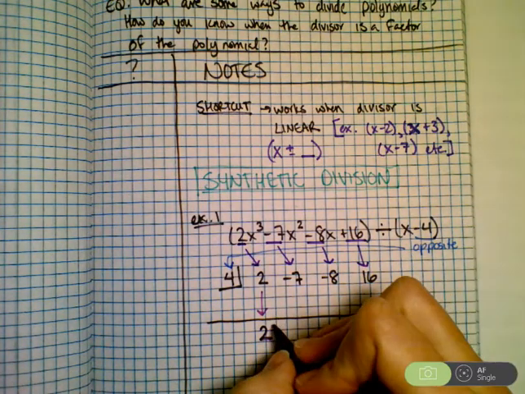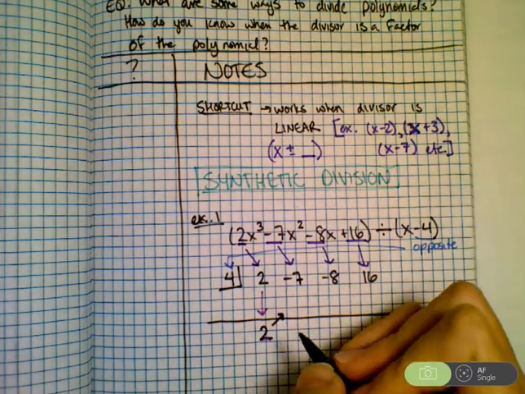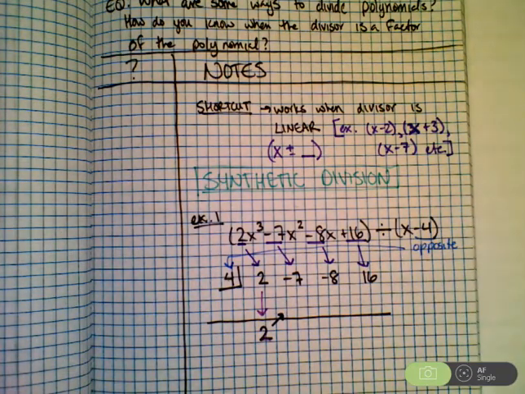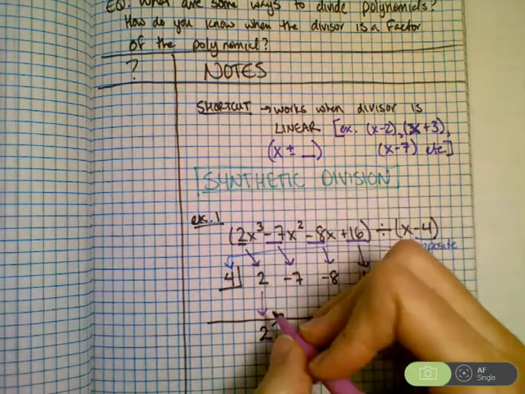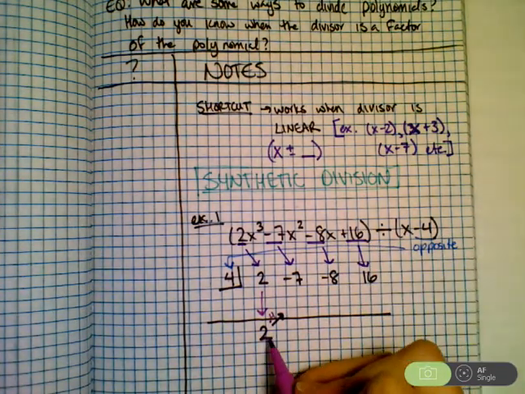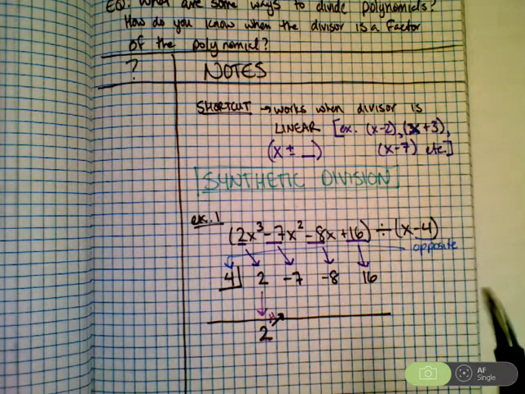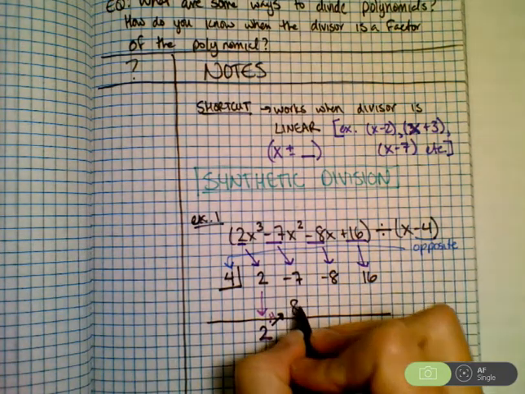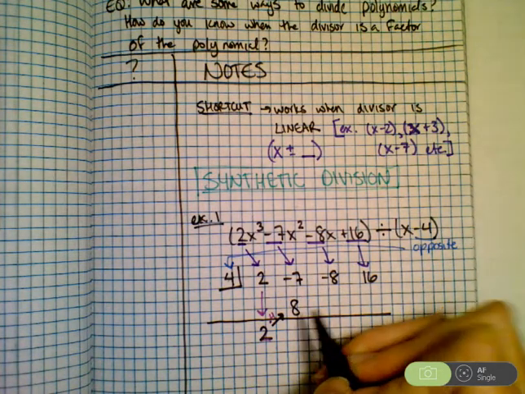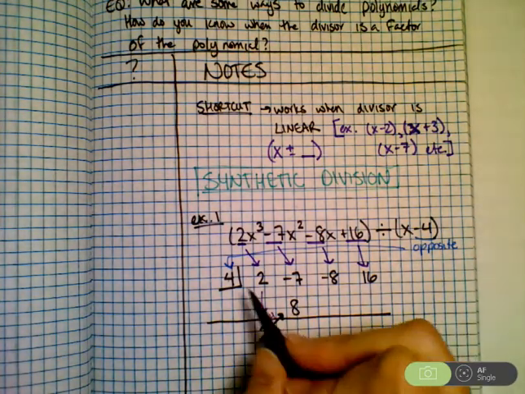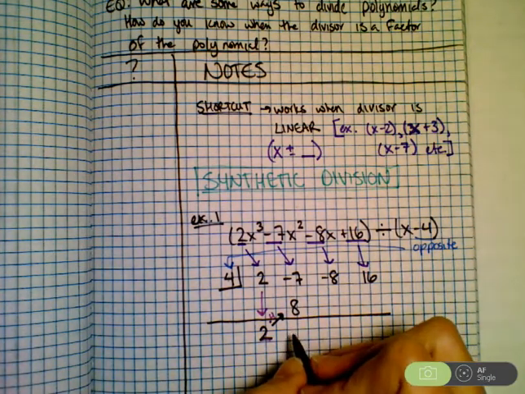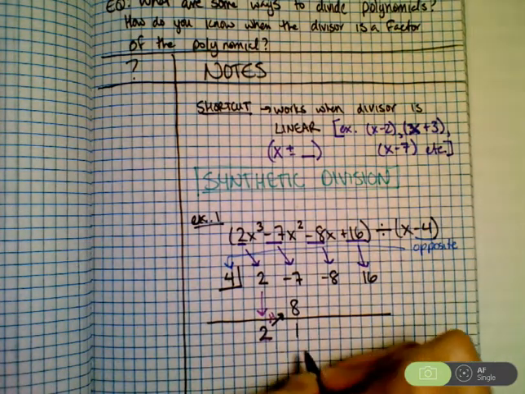Now I start multiplying. So what I'm going to do first is I'm going to do 4 times 2. So I take this 2 and I multiply it by 4. 2 times 4 gives me 8, and I put the 8 right there. Now I add. So we brought down the first one. We multiplied by this number on the outside. Now we add. Negative 7 plus 8 is positive 1.